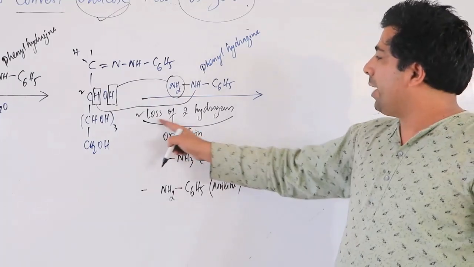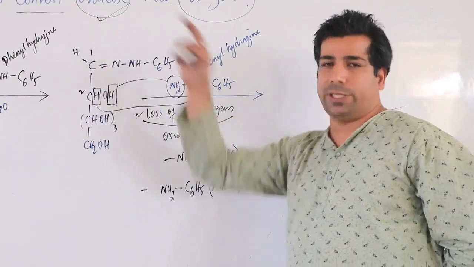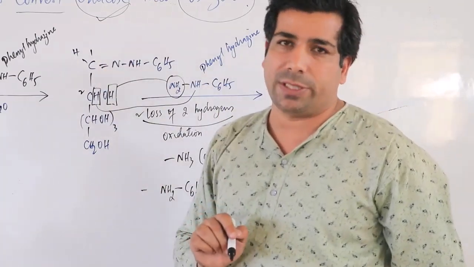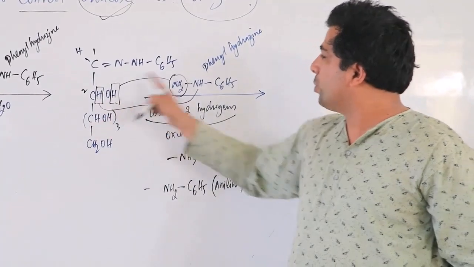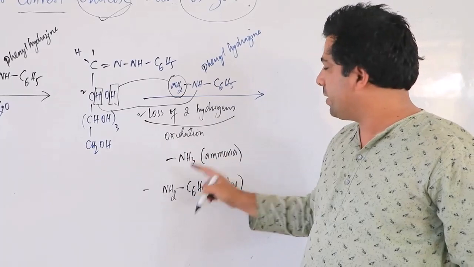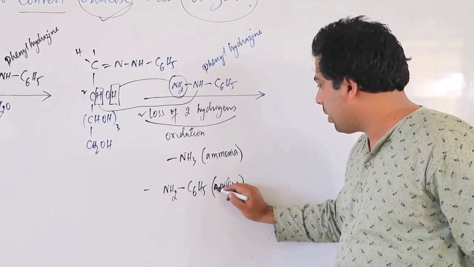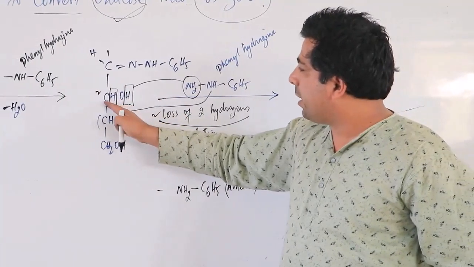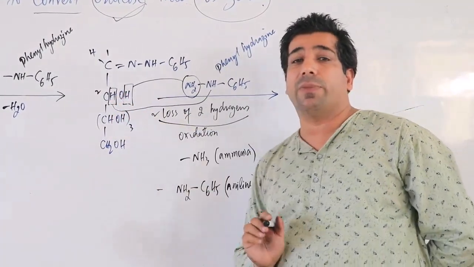And these 2 hydrogen atoms which are lost are the oxidation process. So the second step is basically oxidation. Loss of 2 hydrogens: one goes and interacts with NH2 to make NH3. Another hydrogen goes and interacts with NH, linked with C6H5, to make aniline. So you are getting aniline here. And now what remains here? Carbon and oxygen will remain here and it will become a ketone.